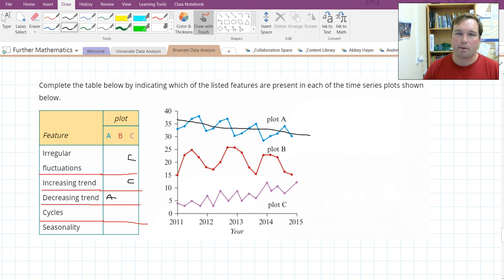A cycle. Now remember, a cycle is something that repeats after more than a year. So here we have a peak, or a trough rather, in early 2012, there. The timing is slightly longer than a year, so that would be B. Seasonality is repeating within a year. You can see the frequency of A happens more often. It will be A.